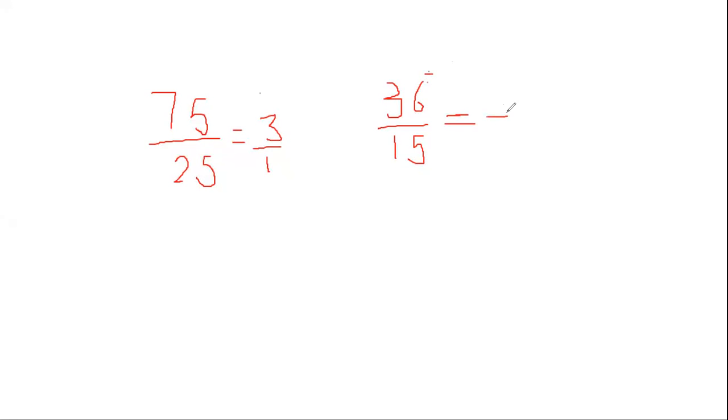then the numerator, 36 divided by 3, will be how many? It will be 12, exactly. And 15 divided by 3, how many? 5. It will be equal 5. Is there any common factor between 12 and 5 except 1? No. So we can't simplify more than this step.